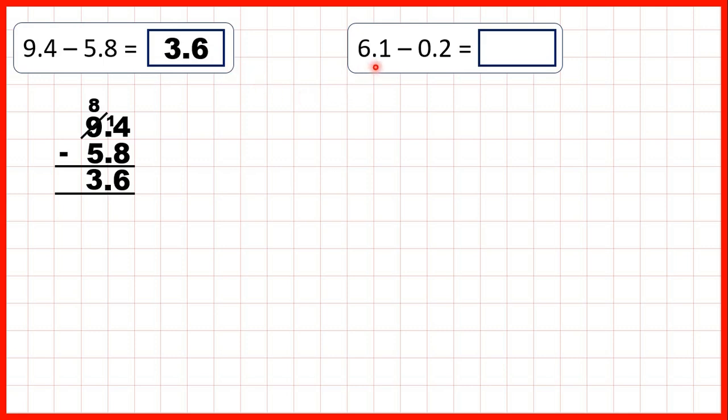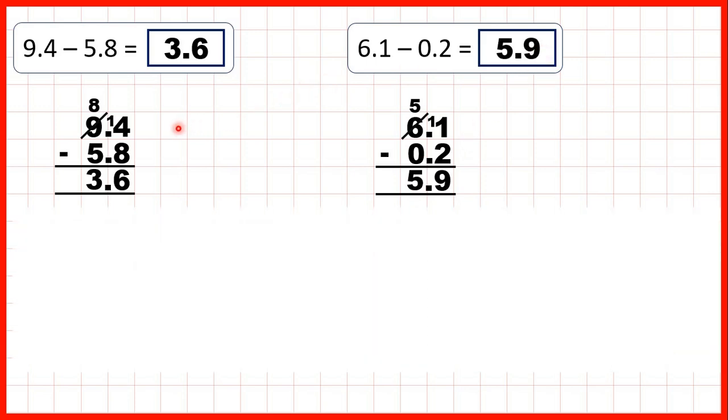Now 6.1 minus 0.2. We can set this out as a column subtraction, copy down our decimal point, and now we can't do 1 minus 2, so we go to the left, 1 less, 1 in front. 11 minus 2 is 9, and 5 minus 0 is 5. So our answer is 5.9.